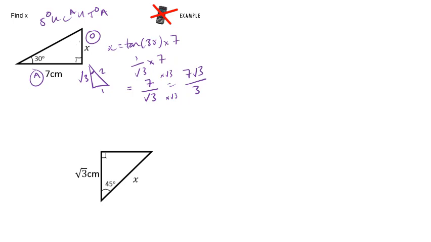Second example, so we've got the hypotenuse and we've got the adjacent here. So we need to use cosine for this. And working out the hypotenuse, we've got the adjacent, which we're given as root 3, as that third exact value, divided by the cosine of 45 degrees.